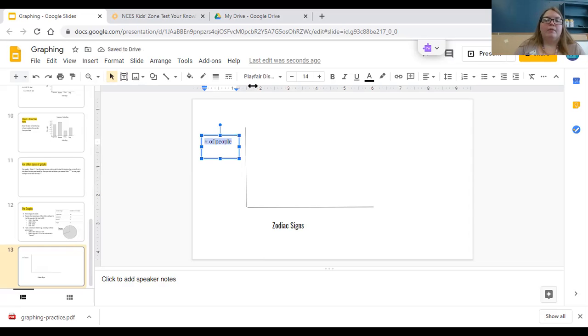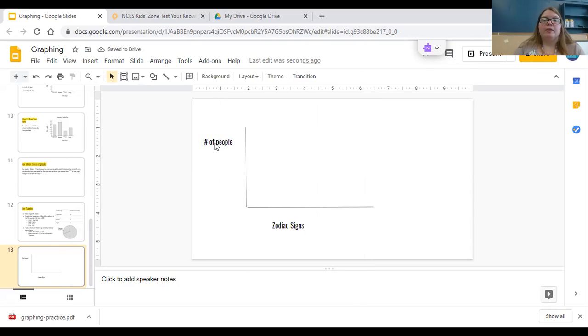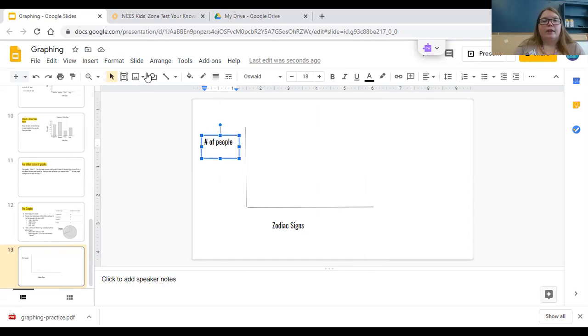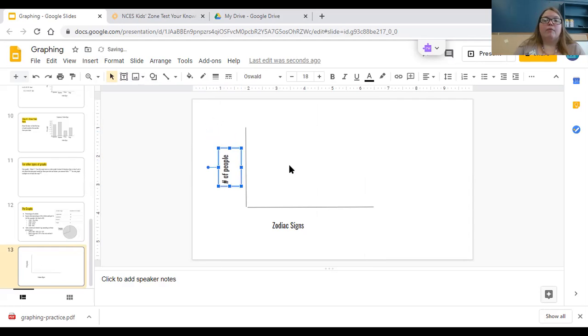We'll make it to where we can read this again, which is just a good thing to get in the habit of. Make sure that you can read your work and other people can read your work. Okay, so now we want to rotate it. So there's this cool little tool up here, and it lets me rotate it like this. So that little dot up there, you hold it with your left click, and then you can drag it into place. Okay, so that's how you do it in Google Slides.